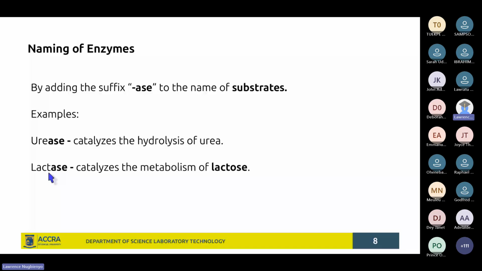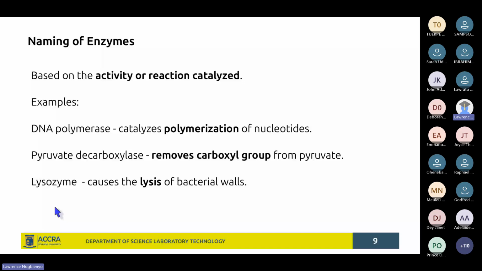Lactase. Lactase catalyzes the metabolism of milk sugar, lactose. So again, the substrate is lactose, and the enzyme is lactase. So you see the names of enzymes named based on the substrate on which the enzymes are acting.